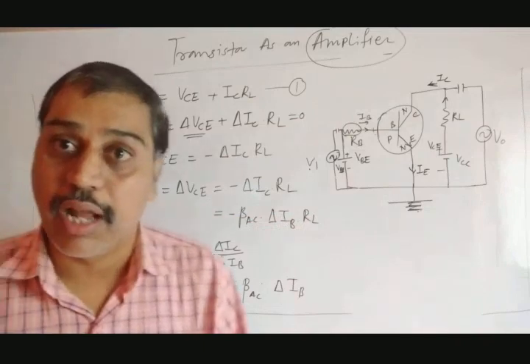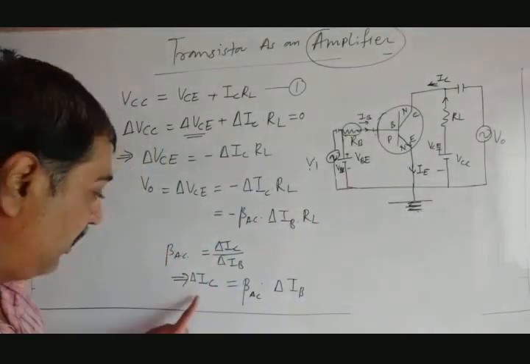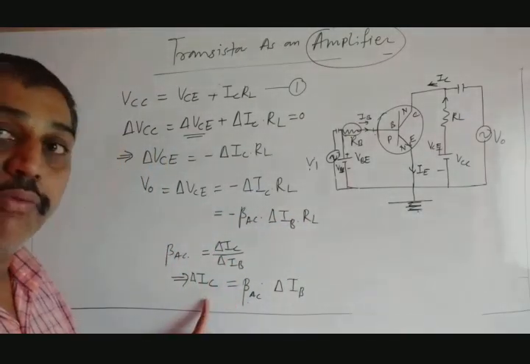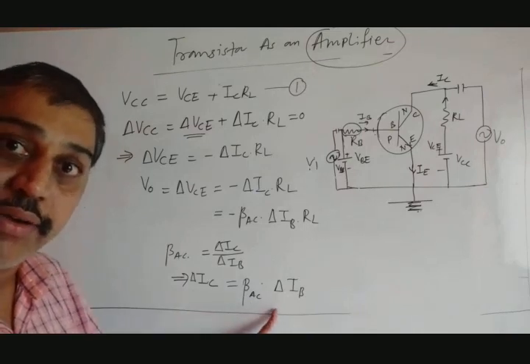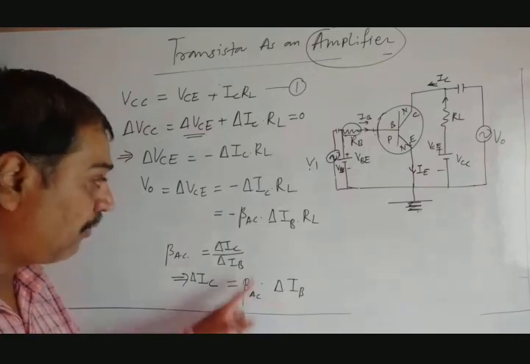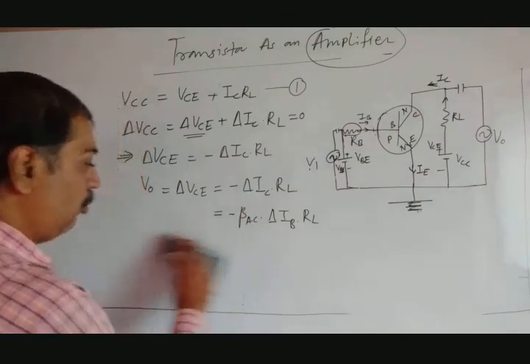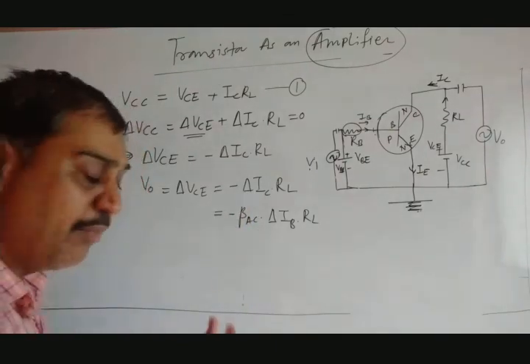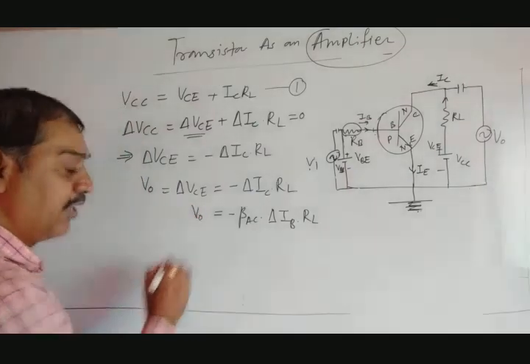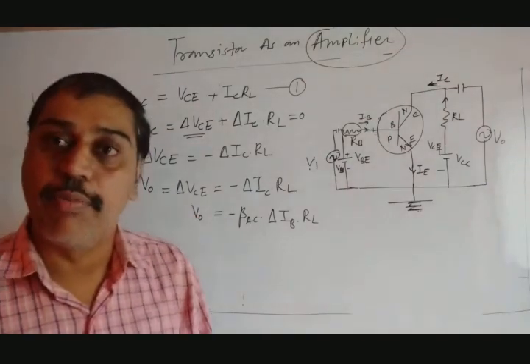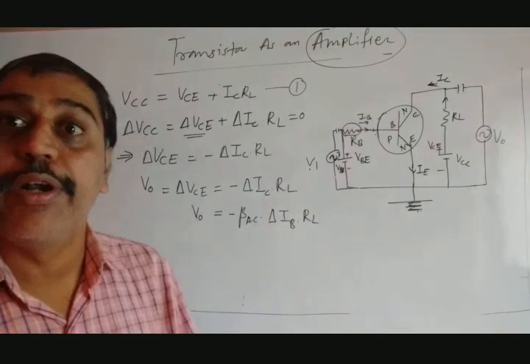I hope you got how we have found out. Already I have put this part. This is nothing but a part of the value of delta IC that we already found out initially from the first equation, that we have put here. We get this equation, and that is nothing but what? Output voltage represented by V suffix 0. Now as it is output voltage, we want to find voltage gain.